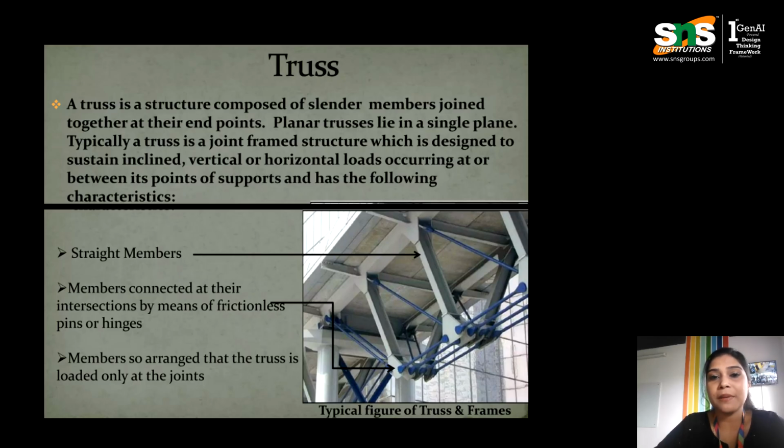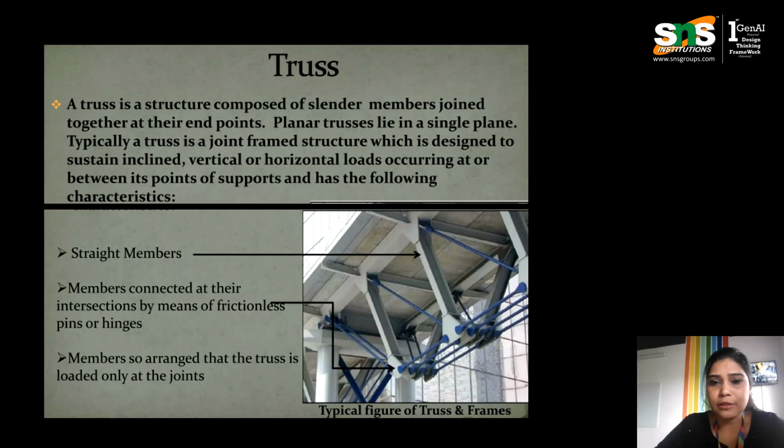So planar trusses lie in a single plane. Typically, a truss is a jointed framed structure which is designed to sustain inclined, vertical or horizontal loads occurring at or between its points of support. So it has certain characteristics.